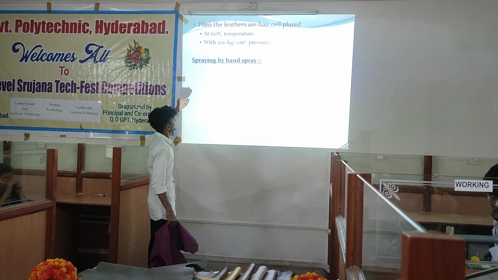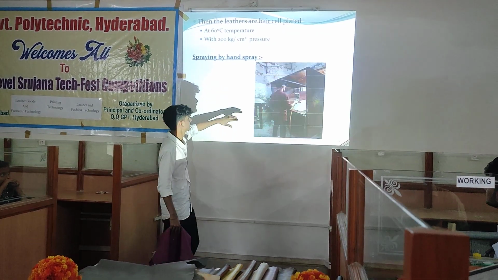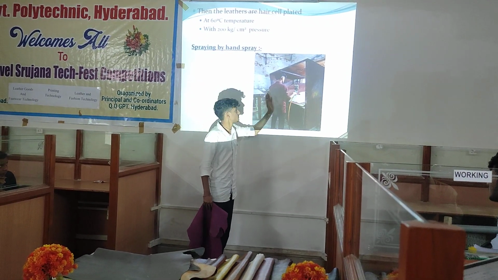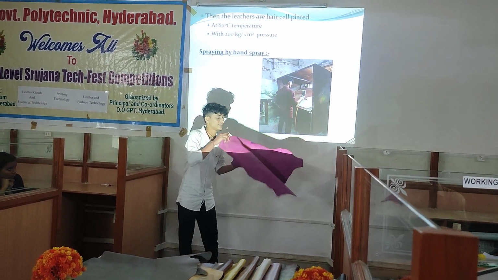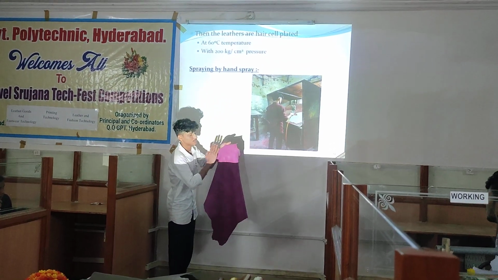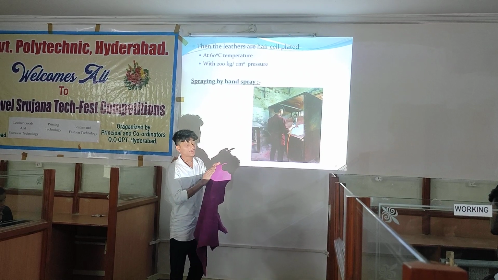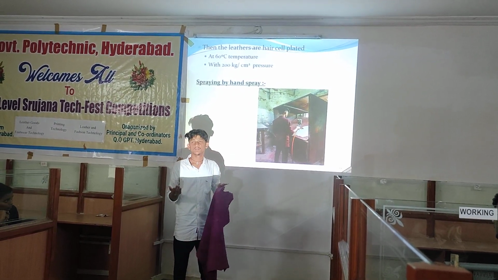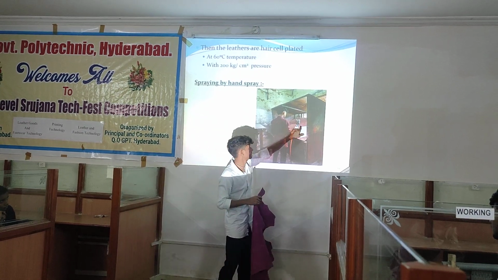Here we do spraying by hand spray. Here we can see the machine. This is the hand spray gun. We have to spray cross coats of lacquer, like base coat and season coat. We spray cross coats by applying lacquers like NC lacquers or base coats and season coats. Like this, we apply the cross coats.